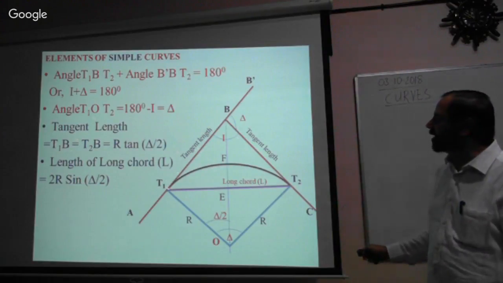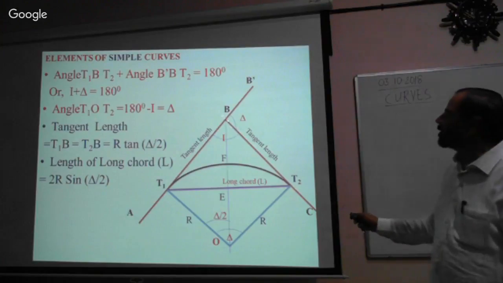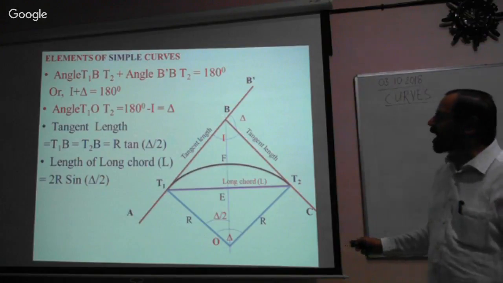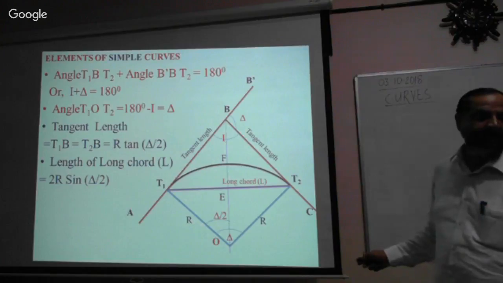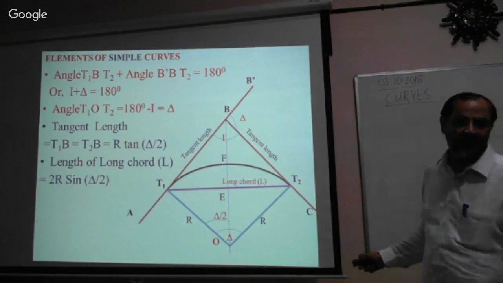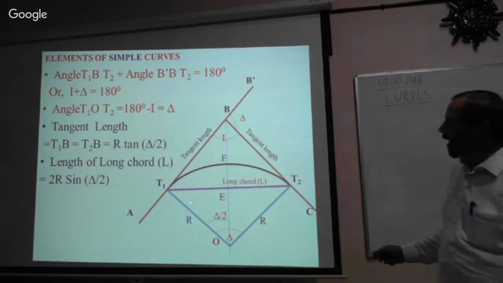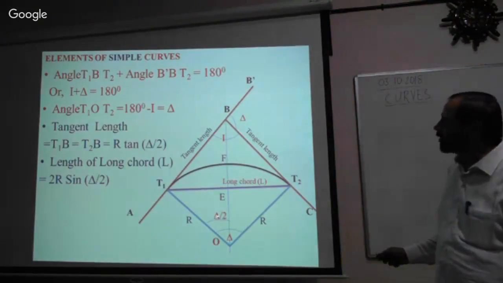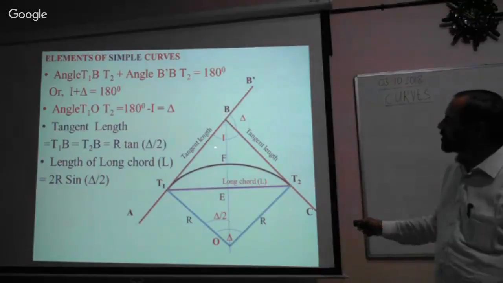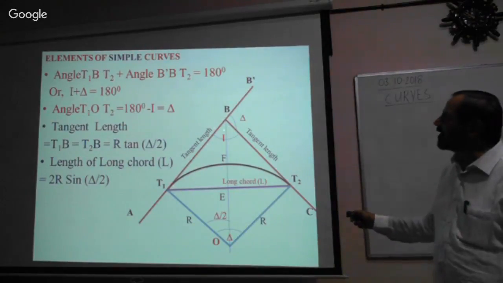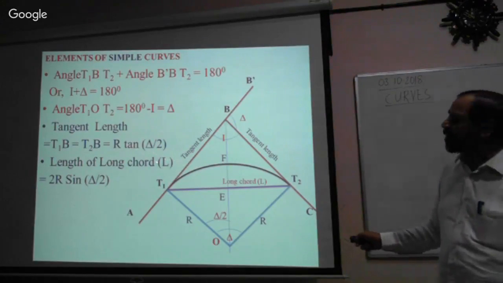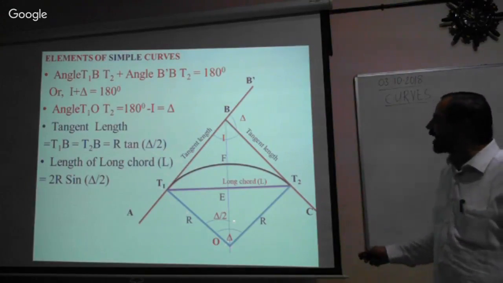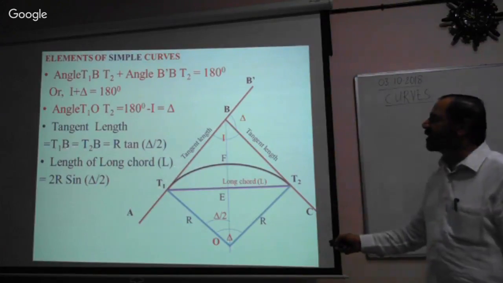Therefore, T1B and T2B are equal to R tan delta by 2. Consider this triangle. R is known, R is the radius of the curve, and this angle is known, delta by 2. Therefore, T1B we can calculate: it is R tan delta by 2. By solving this triangle, we get T1B.